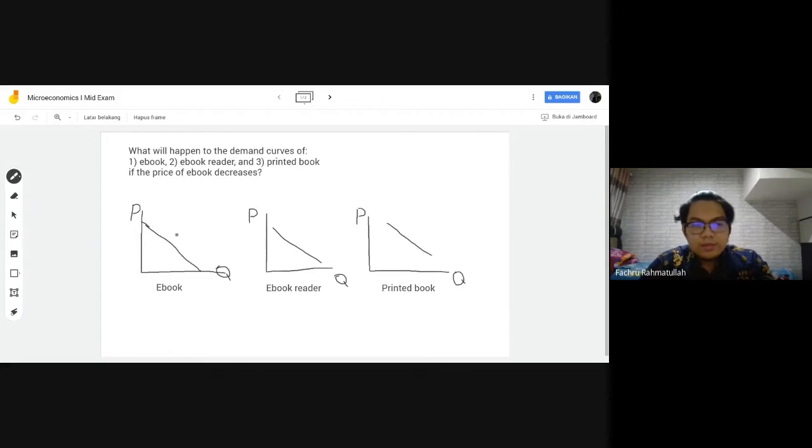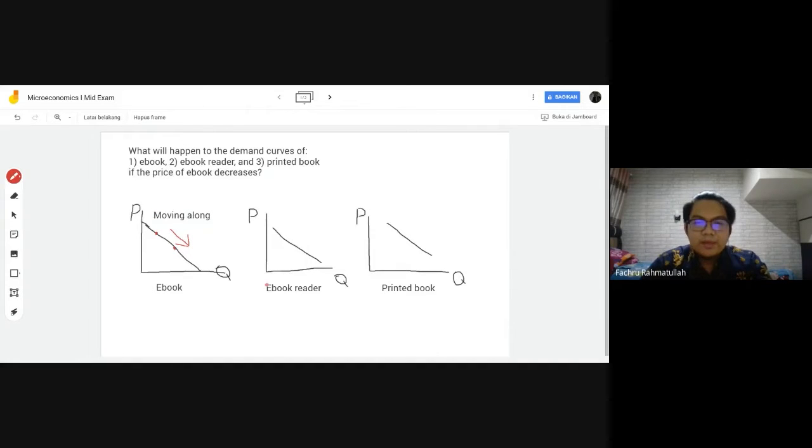The answer will be moving along. Let's say before the decrease, the point was right here, and after the decrease, the point will be, let's say, around here. So it's called moving along. Okay, I think this is fine. But what will happen to the other curve?